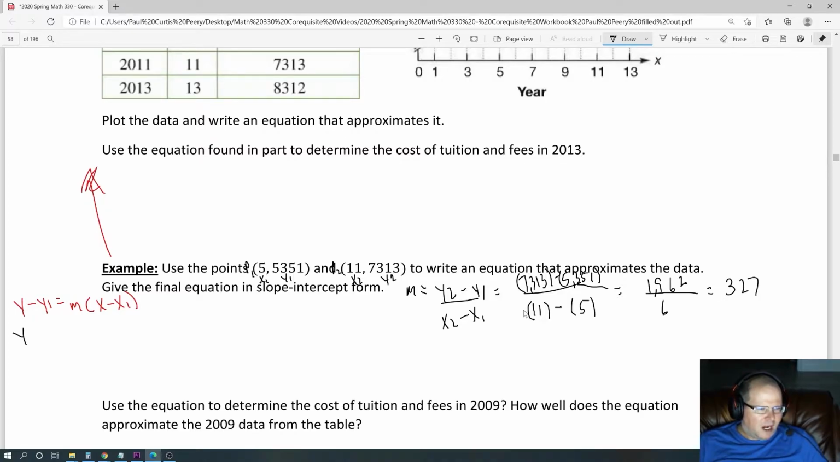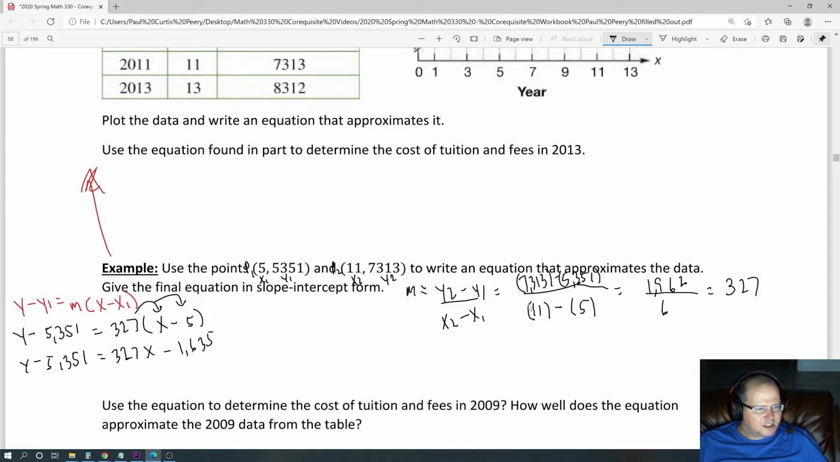Okay, so now we have y minus y1, and y1 in this case is 5,351, equals m, which is 327, multiplied by x minus x1, x1 being 5. All right, then we rewrite the right side. We say 327 times x is 327x. Then we say 327 times negative 5 is negative 1,635.